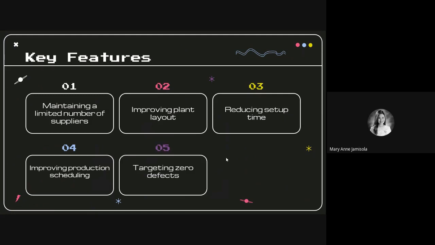And then another key feature of JIT is targeting zero defects. Defective units create very big problems in a JIT environment because they could delay the shipment of the order and may generate a ripple effect that delays other orders. Although it may be next to impossible to obtain a zero defect goal, companies have found that they can come very close through continuous monitoring.